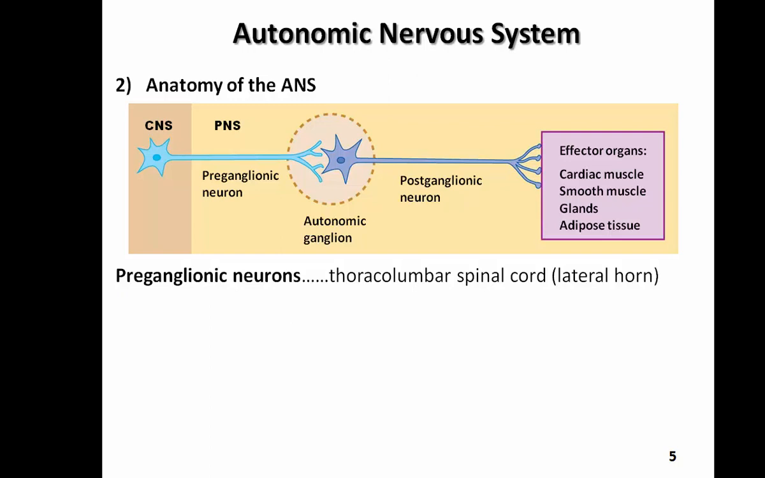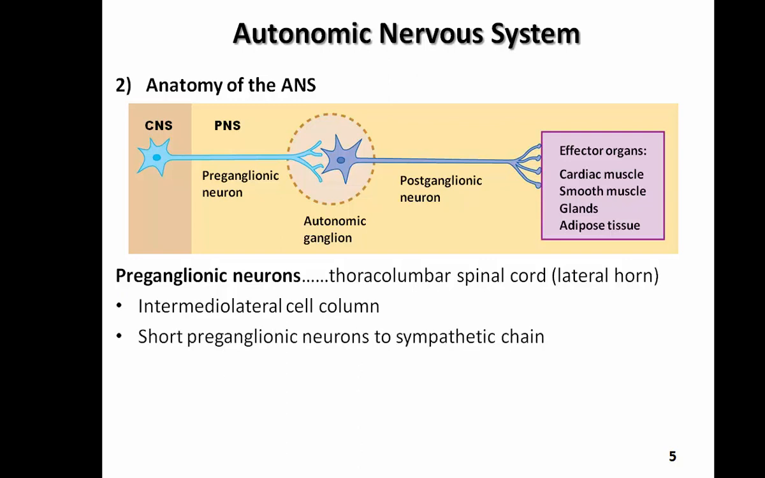Preganglionic neurons, specifically those of the sympathetic nervous system, exit the thoracolumbar, so the thoracic spine and the lumbar spine, from the lateral horn primarily, and form what's often referred to as the intermediolateral cell column of the spinal cord. These are short. They have short axons. These are the preganglionic neurons that originate at various spinal levels, and they are short because they connect to the sympathetic chain, which is located just outside the spinal cord.